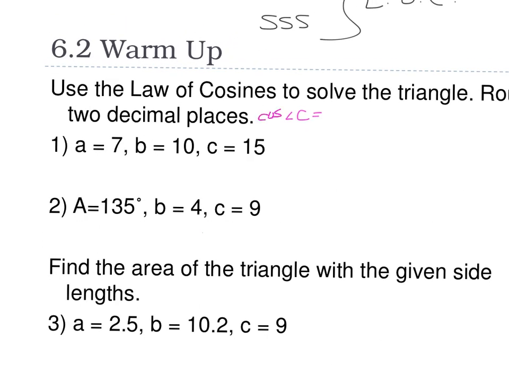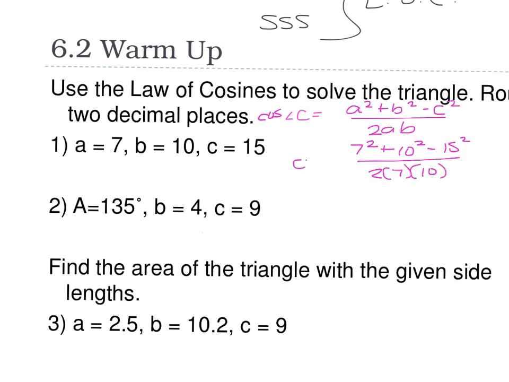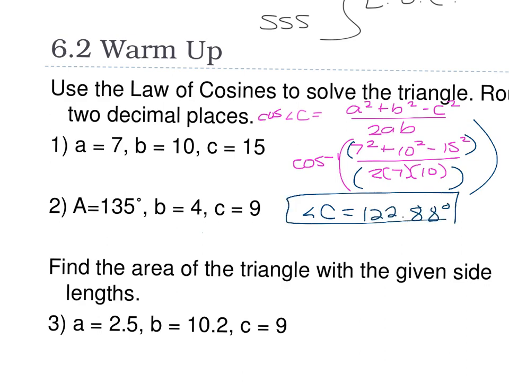So the biggest one is C, which means I'm going to do a squared plus b squared minus c squared over 2ab. And then again, in the calculator, make sure you group these. So inverse cosine, parentheses, 7 squared plus 10 squared minus 15 squared, divided by 2 times 7 times 10. And I get angle C is 122.88 degrees. That's the first one.